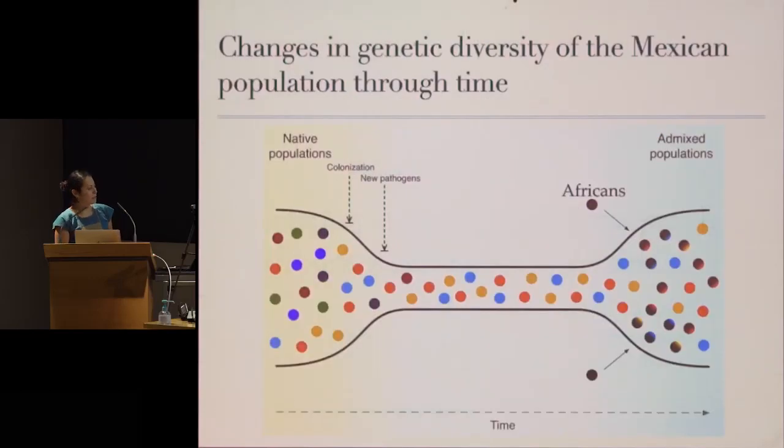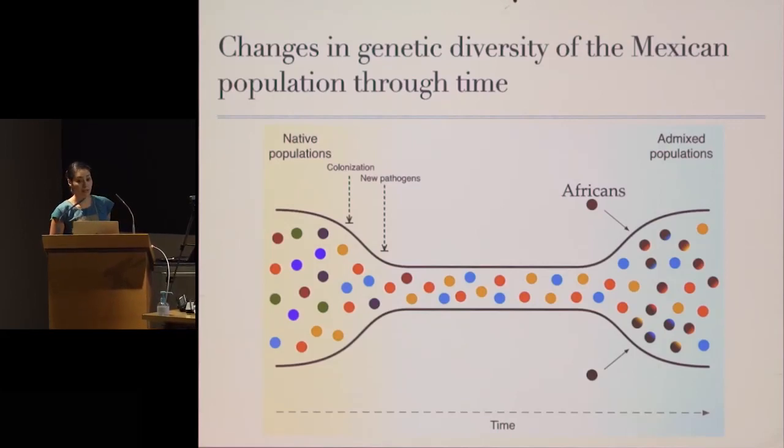So to frame a little bit the motivation behind this work, I'm very interested in studying the changes in genetic diversity of the Mexican population through time. I use this cartoon figure to show how in Mexico we can think of genetic diversity in the population in the past going through a massive bottleneck after colonization, and then increasing genetic diversity again through admixture with European and African populations.